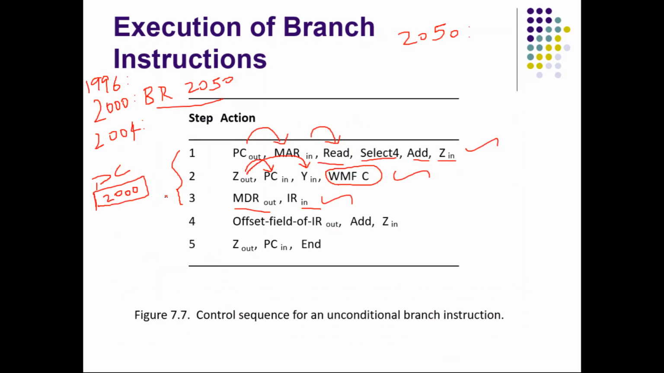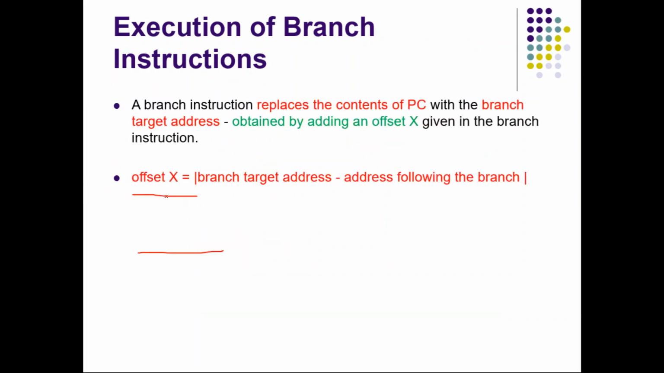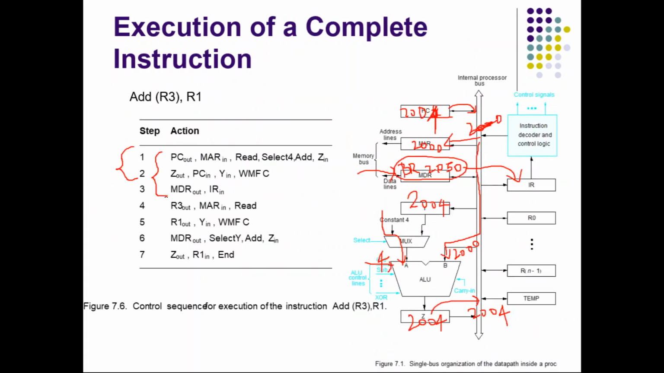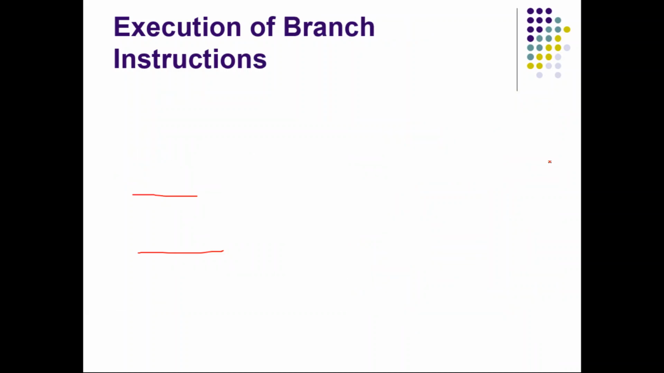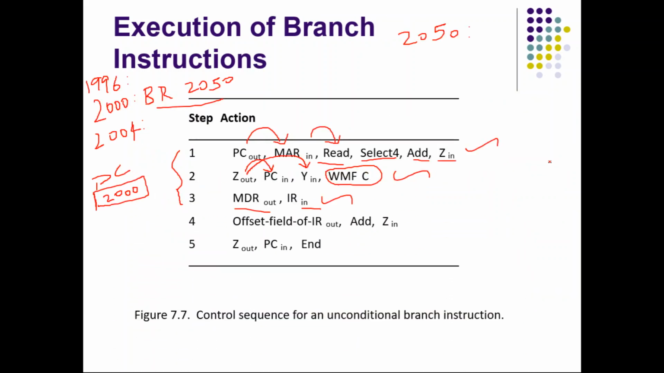Once the instruction is fetched, it will be decoded. Now the instruction decode unit will decode the instruction, and it will understand that it is a branch instruction. As it is a branch instruction, it will understand that some offset should be added to PC. So the next instruction we give is, you see here, offset field of IR out, add.